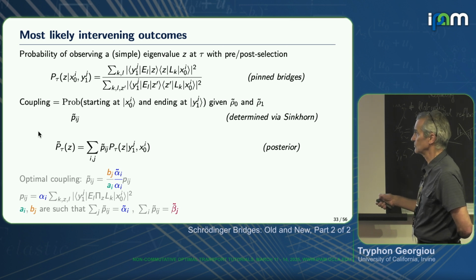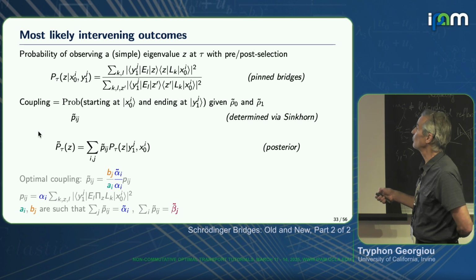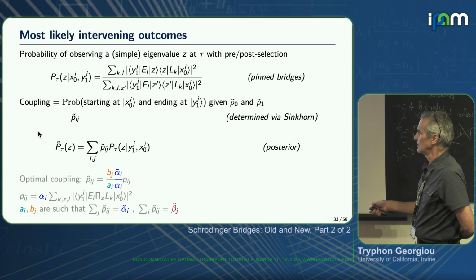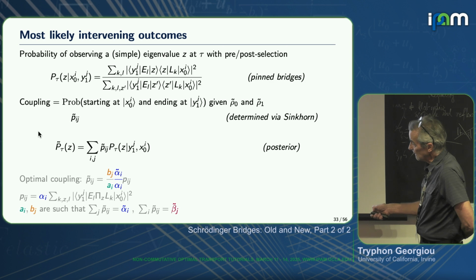This expression weighs the beginning and the end. And then I think here probably I have a dagger missing in one of them. No, I think it's okay. It's okay, because this is the other way around, yes. So these are the pin bridges, the statistics in the middle given the pin bridges. Then we seek the most likely coupling, because these are the data we're given, and this can be determined by Sinkhorn, so we can happily declare that the posterior is this.